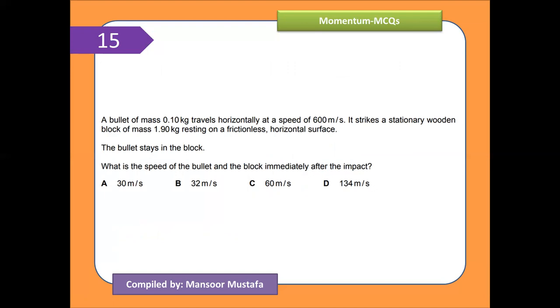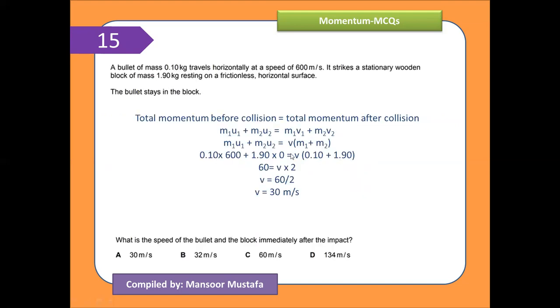अब बुलेट इन ब्लॉक वॉज इनिशियली स्टेशनरी, जब बुलेट उसमें आके हिट करेगा, सो नाउ दे बोथ हैव स्टार्टेड मूविंग. व्हाट इज द स्पीड ऑफ द बुलेट एंड द ब्लॉक इमीडिएटली आफ्टर द इम्पैक्ट? दिस इज द सेम टाइप ऑफ क्वेश्चन एज वी सॉल्व प्रीवियसली. आपने आफ्टर कोलिजन व्हिच इज फाइंड करनी है स्पीड व्हिच विल बी द सेम फॉर द बोथ ऑब्जेक्ट्स. सो simply solve it for the v. So you will get an answer 30 meter per second.